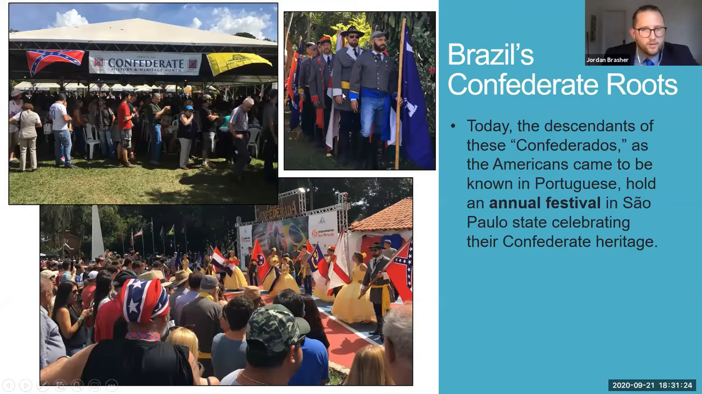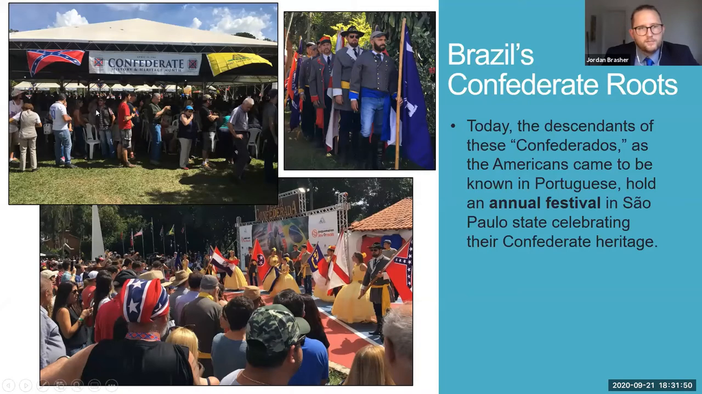And this photo in the top right here is an image taken of all of these guys who are in the bottom photo, actually before they're getting ready to go out and do their performance, which you can see has drawn quite a crowd. Typically each year they have around 2,000 visitors, and they have all of these ceremonies related to honoring their Confederate ancestry and heritage.